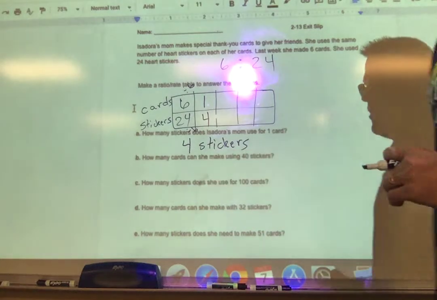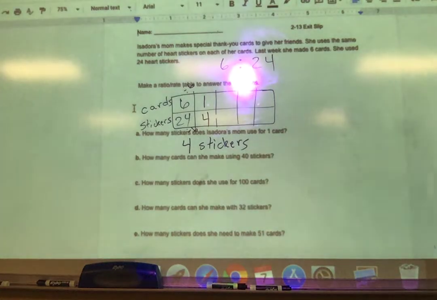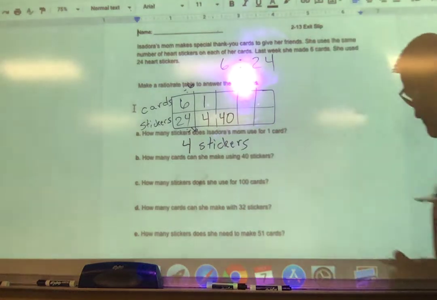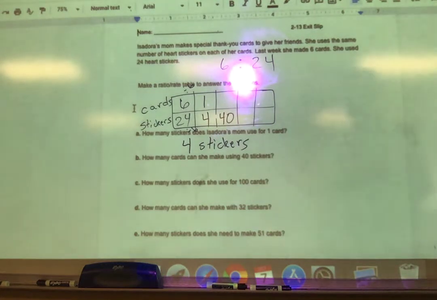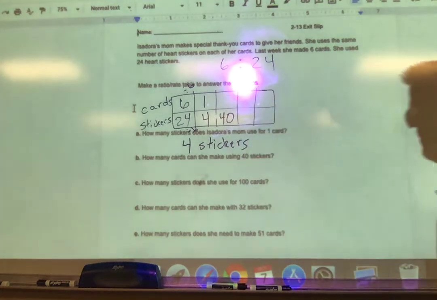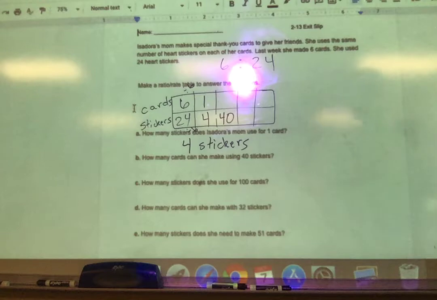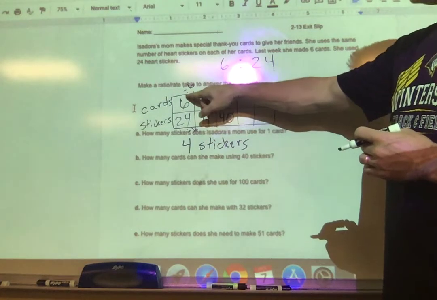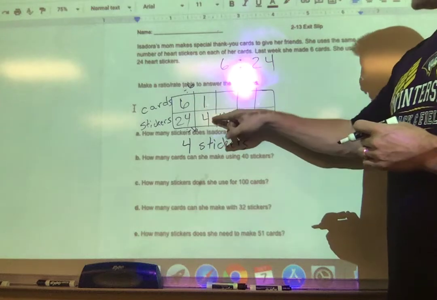B says, how many cards can she make using 40 stickers? So I'm going to go down to this box and put, okay, we want to get to 40 stickers. And so what I'm missing here is how many cards. I'm missing the top. So how do I go about finding how many cards would that be? Well, if I look at the relationships here, the last time when I went from here to here, I divided by 6 to get it down to this rate.